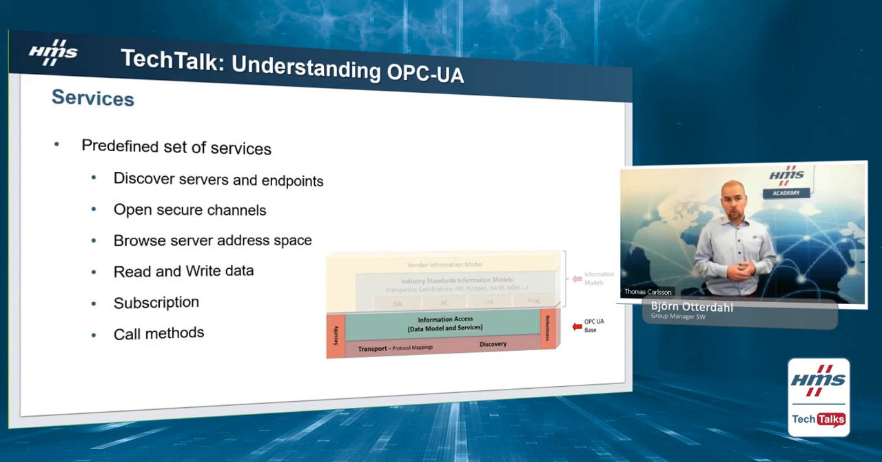There's also something called call methods that's basically like calling a subroutine in the device. So you can send it to start a process or do some kind of logic in your device. And this is also a way to tunnel in vendor-specific services, if you want to have a specific service that is not available in the base of the OPC UA protocol.